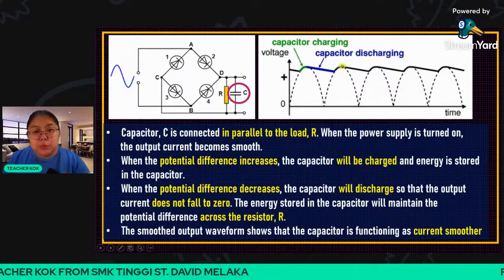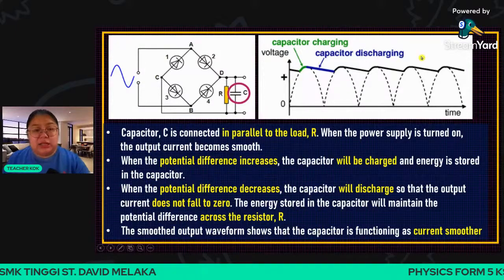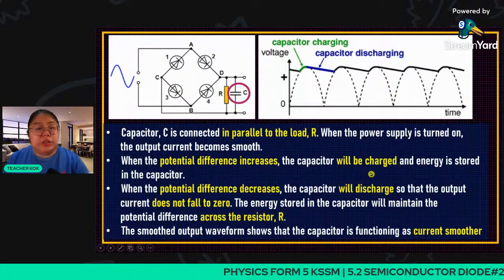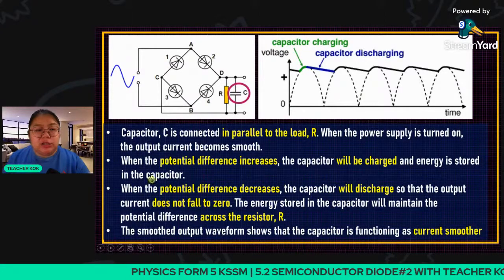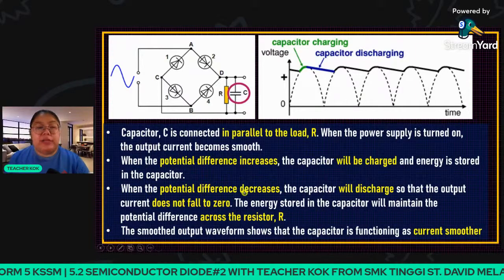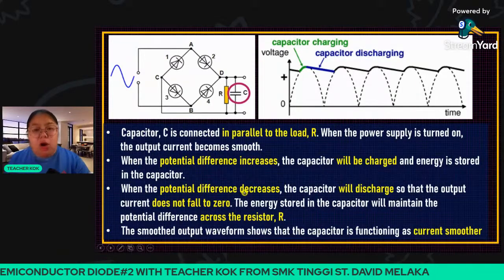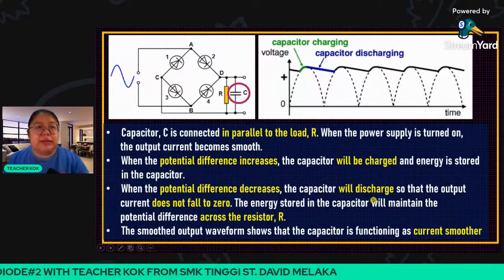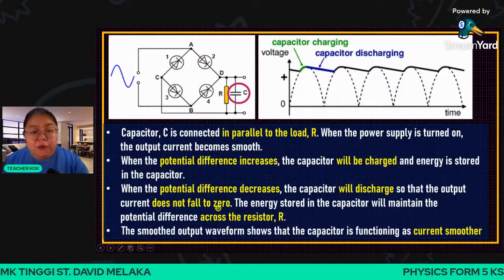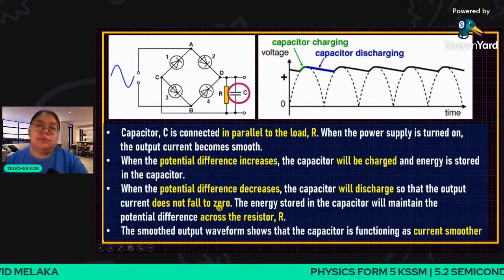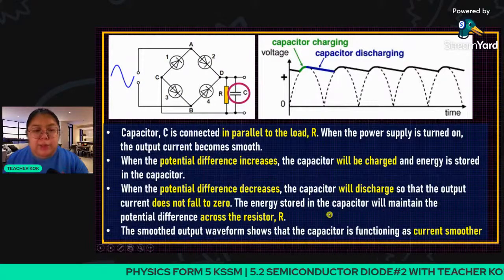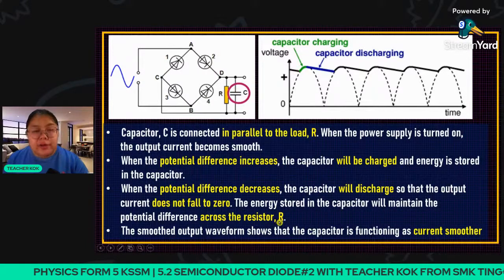Now you can see smooth. Just like sliding a little bit. When the potential difference increases, the capacitor will be charged and the energy will be stored in the capacitor. When the potential difference decreases, when it just drops, the capacitor will be discharged so that the output current does not fall until zero. The energy stored in the capacitor will maintain the potential difference across the resistor.